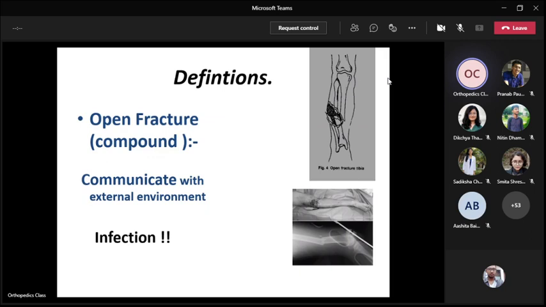Why is this important? Because the management of closed fractures and open fractures is different. Whenever a patient comes, whether closed or open, you have to decide the plan of management accordingly. In open fractures, because there is a soft tissue injury and a wound, contamination is there, so the chances of infection are always there if you don't take proper precautions while treating this type of fracture. So one is closed fractures, the other is open fractures.